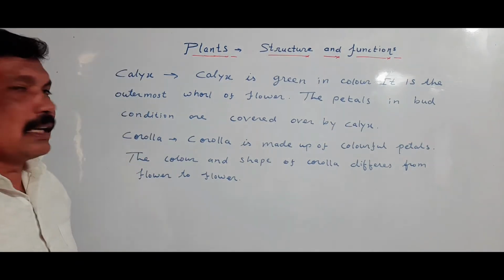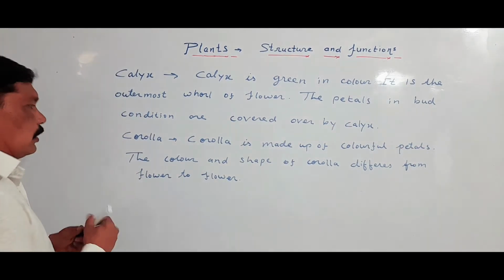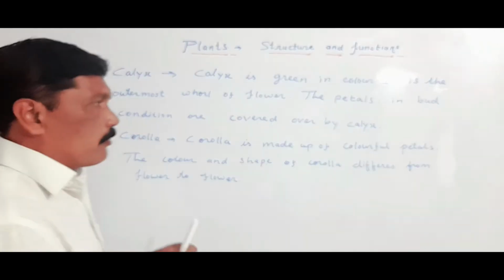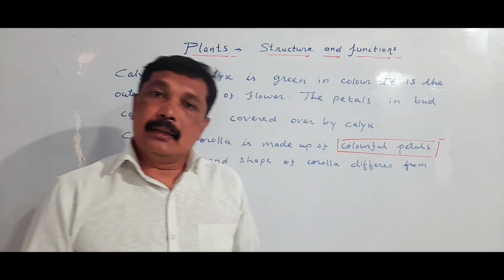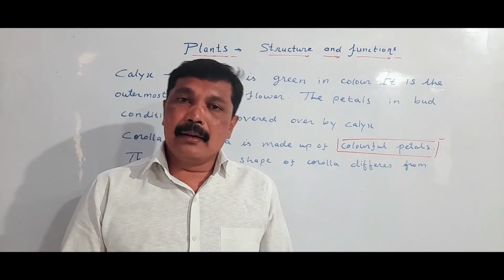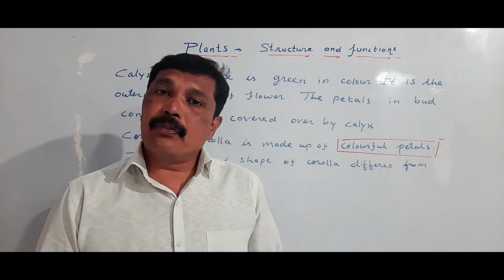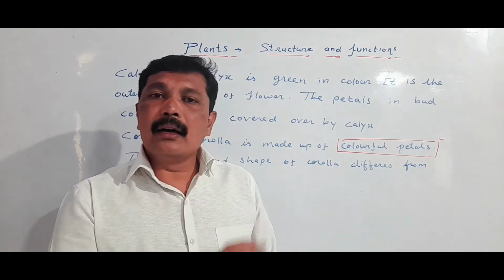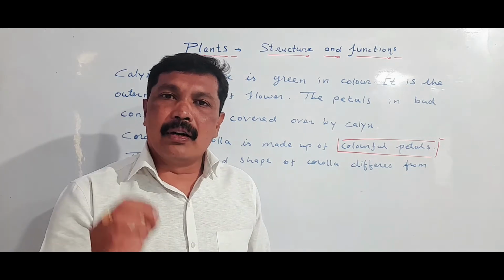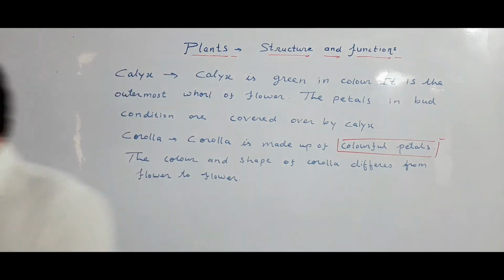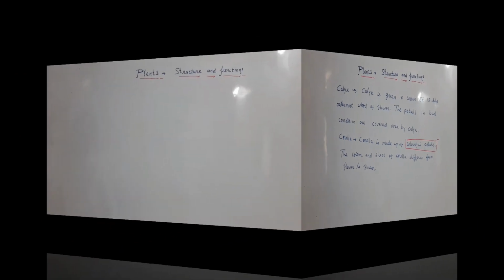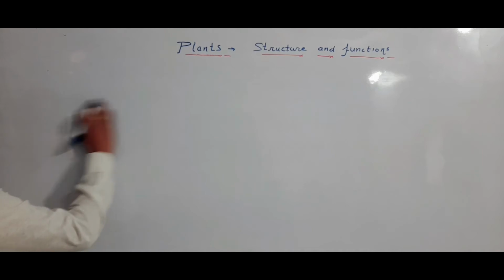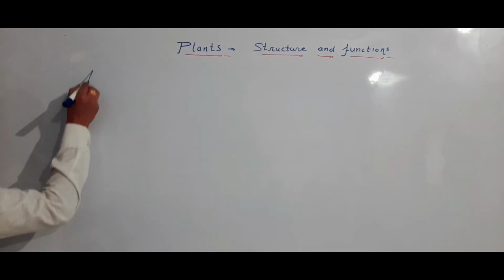The next part which we are going to study is corolla. Corolla is made up of colorful petals. The shape and the color of corolla differs from flower to flower. The next topic which we are going to study is androecium.